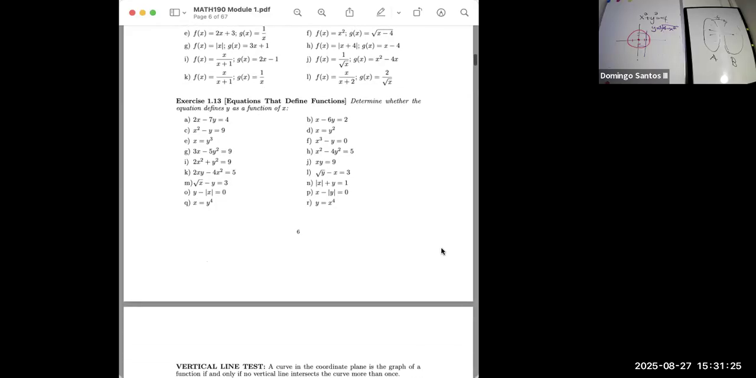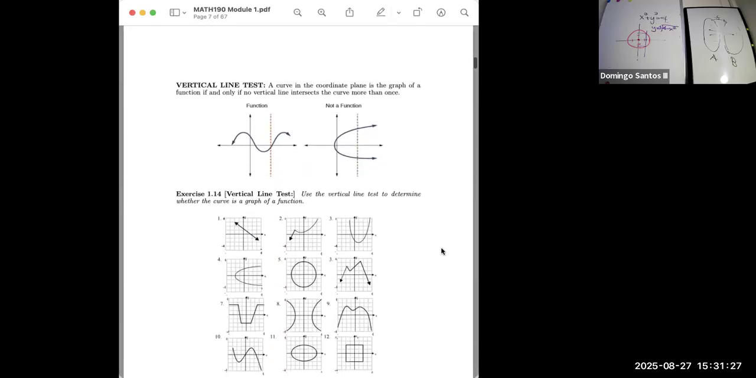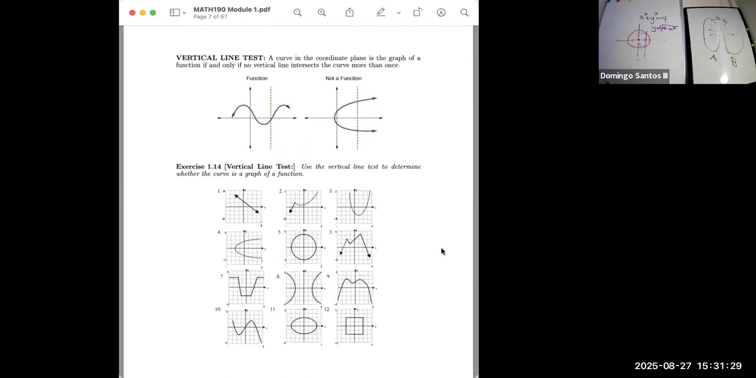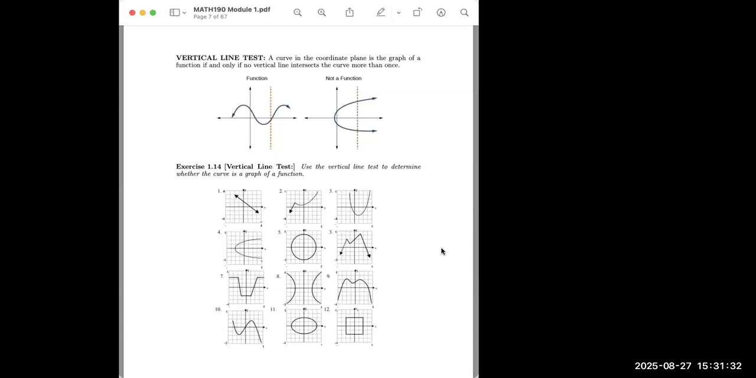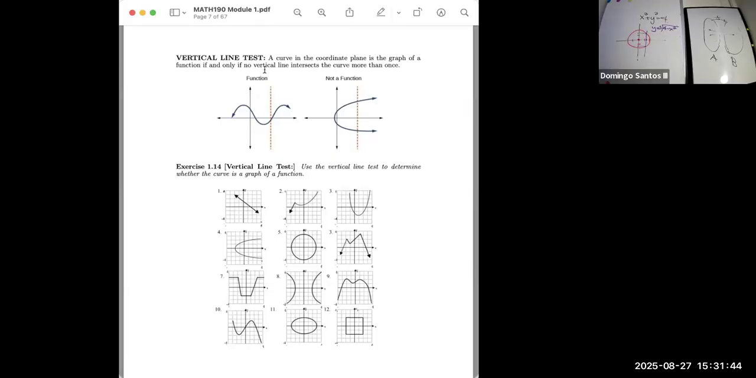Because y is a function of x, f of x. Can you read the vertical line test, please, George? A curve in the coordinate plane is the graph of a function if and only if no vertical line intersects the curve more than once. Okie dokie. So it's like this.